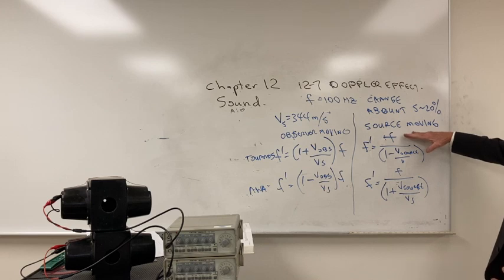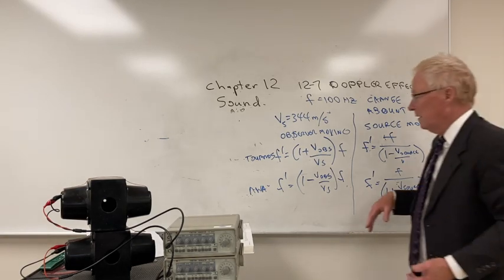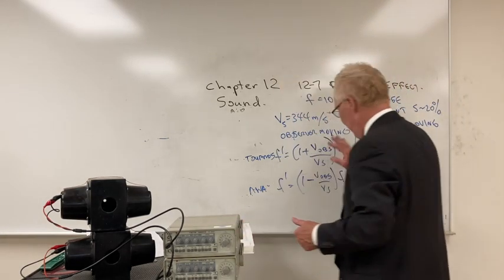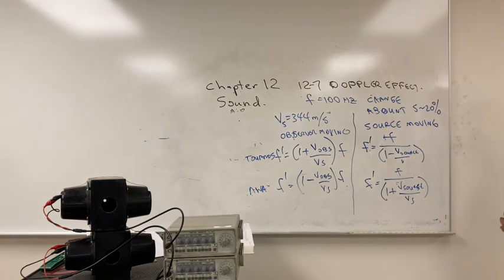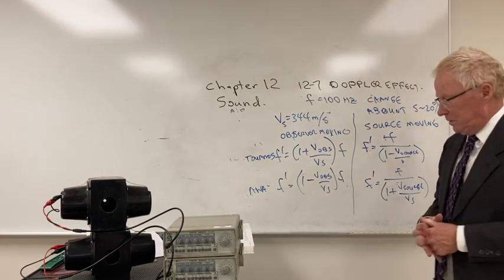So I'll do one example here with the source moving either toward or away. I'll leave those up in a minute. Those are in section 12.7.